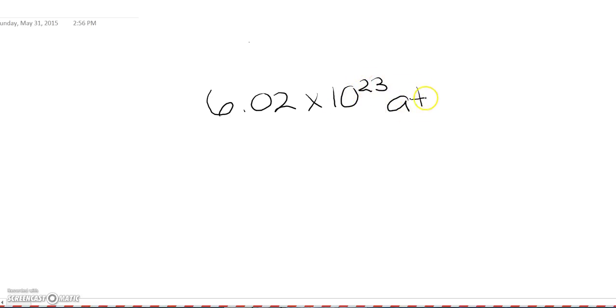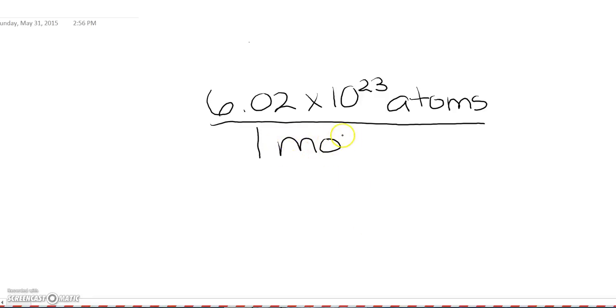Moles to atoms conversions. So starting out, we know that 6.02 times 10 to the 23rd atoms makes up 1 mole. So we can write this as a fraction: 6.02 times 10 to the 23rd atoms over 1 mole. You can also write this the opposite way with moles on top. So this is the first important part that we need to go from moles to atoms, is this conversion factor.